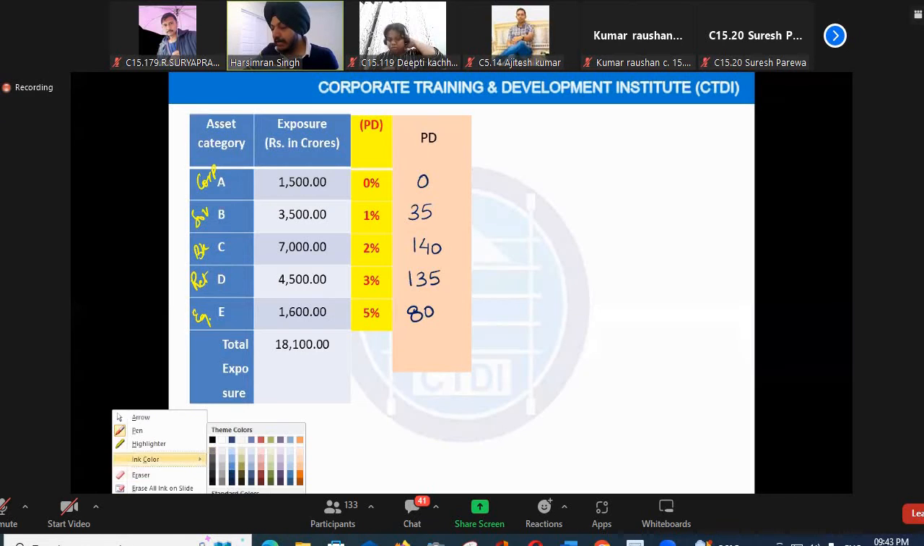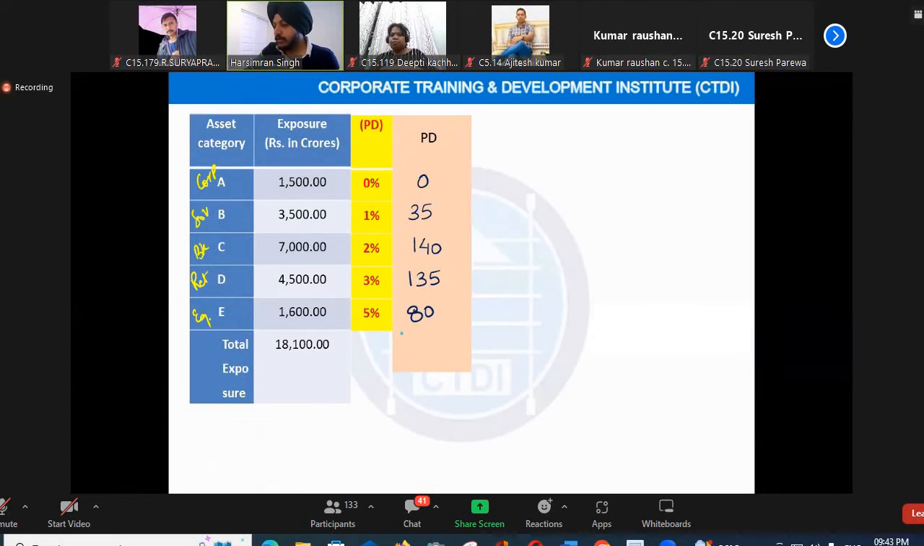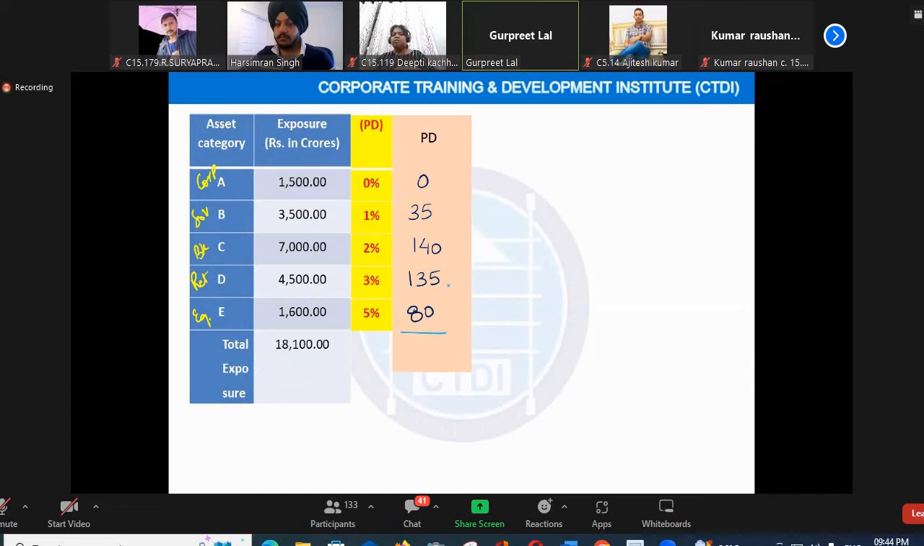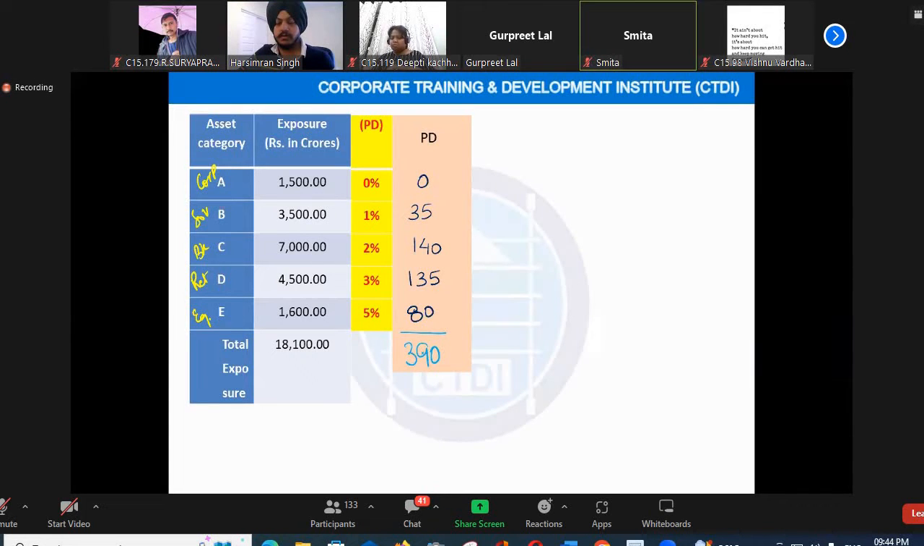Okay, if you add all these values, how much do you get? If you add all this, 140 plus 135 plus 35 plus 80. 377. How much did you get? 377. 390. Brother, what is the total? Do you see any option of 390 in the book? Everybody will take that option and your answer will be wrong.